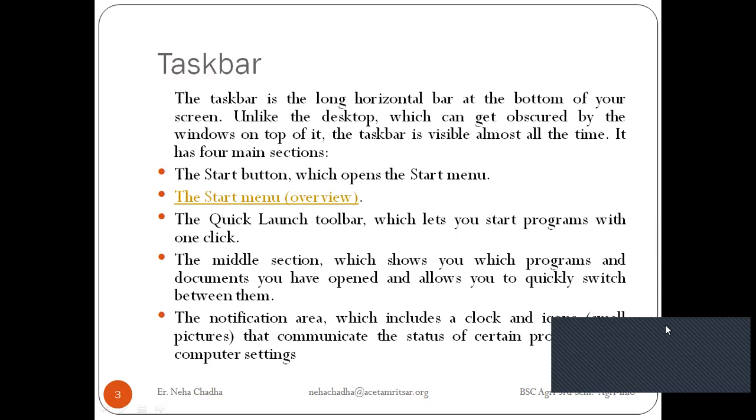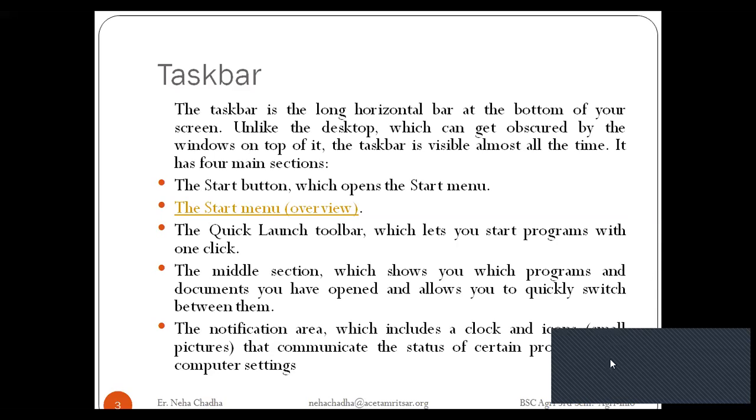Notification area is present at the right side of your taskbar, which includes certain icons like clock and calendar, which communicate the status of certain programs and computer settings. There are certain other options available that you can put over the notification area that will depend upon your requirement. And you can check when you put your system for battery charging, then the icon will appear at the right side of your notification area.